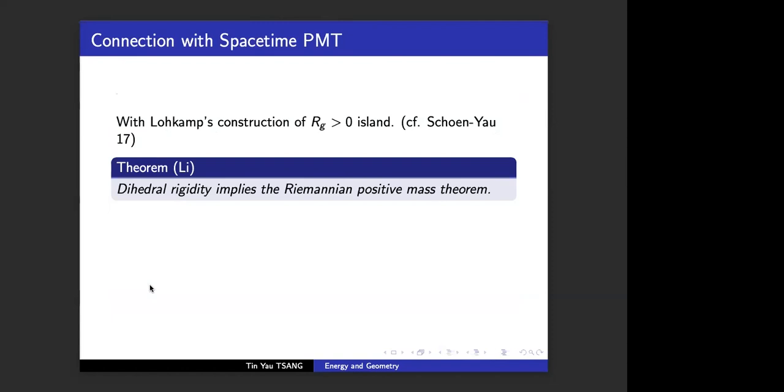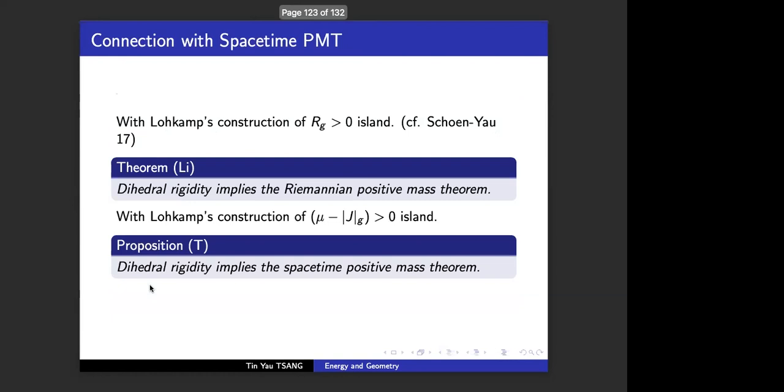Then finally, it answers the question by Martin. How can we say dihedral rigidity implies the space-time PMT? With Lockhart's construction of the PSC island, and as Charlie has mentioned, dihedral rigidity implies the Riemannian positive mass theorem. Correspondingly, with Lockhart's construction of the strict non-dominant energy condition island, dihedral rigidity implies the space-time positive mass theorem.